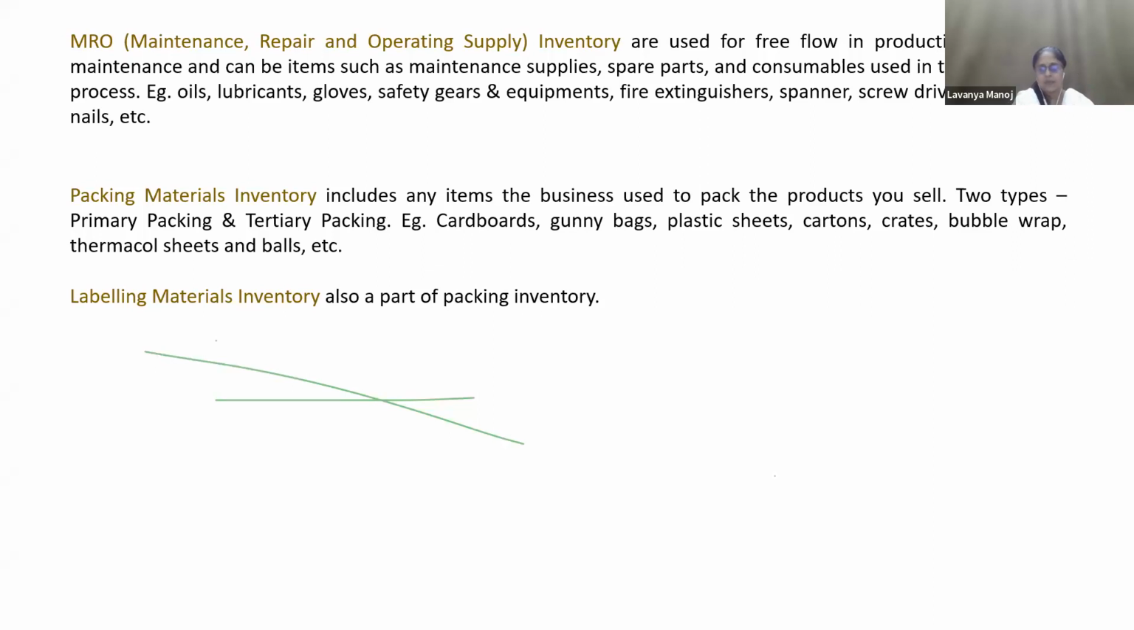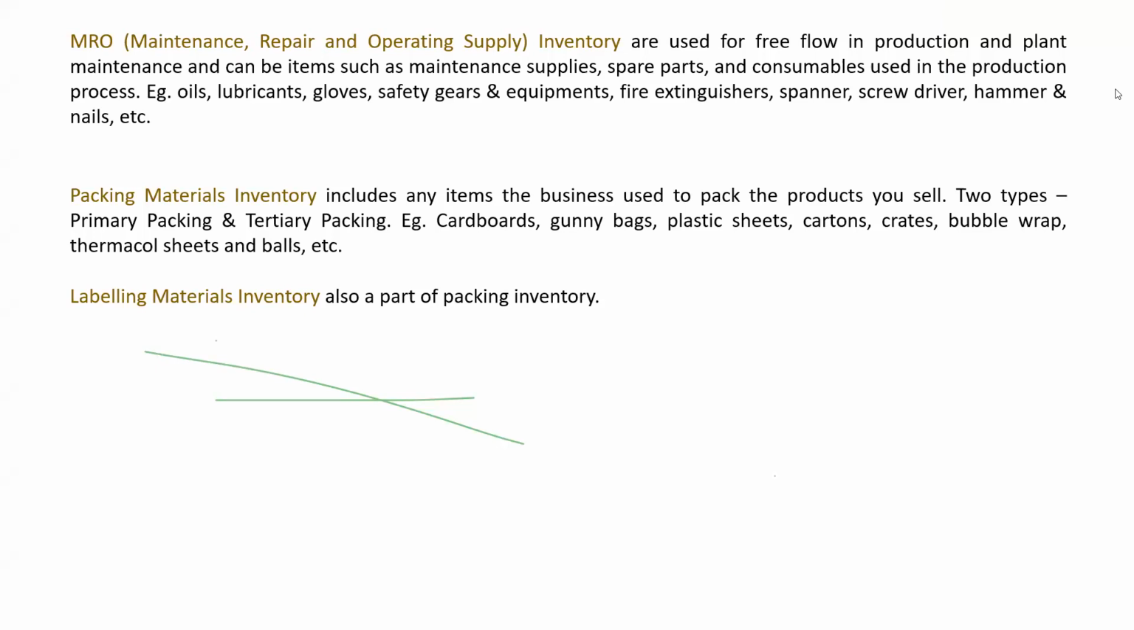Especially in toiletry items or cosmetics, the labels, including the barcodes and the price, everything gets printed on the tertiary packing of the product. So that can also be considered as inventory. So this is one of the inventory types. Clear? These are the 5 basic types of inventory, 5 basic classifications. Clear?